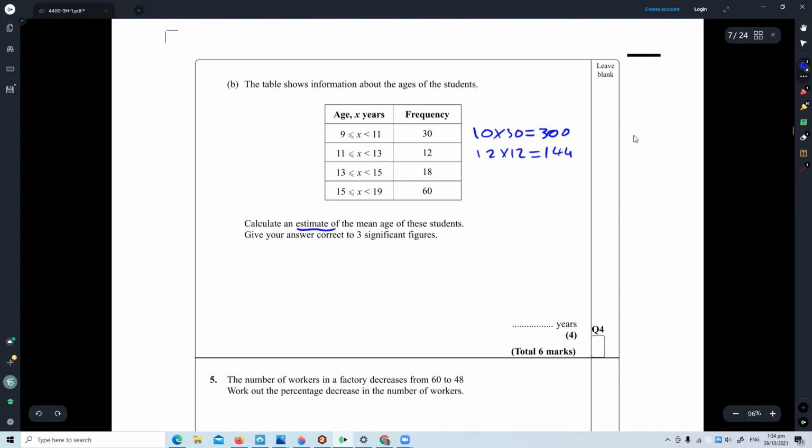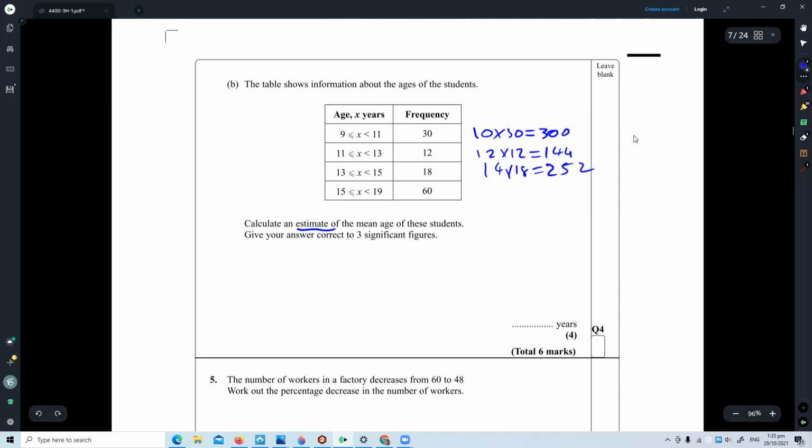So these are years, right? There's 144 years between these 12 students. And then 14 times 18. Now, there are techniques to calculate this. You could say it's 256 minus 4 is 252. But just to be sure, I'm just going to use my calculator. 14 times 18 is 252.